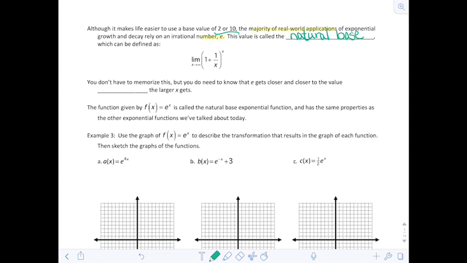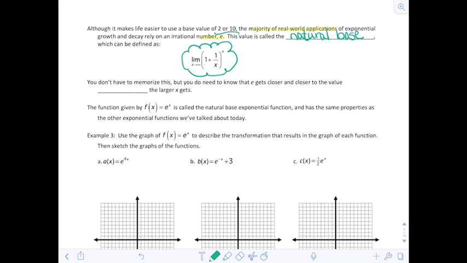So you don't need to memorize this next piece right here, but this is just interesting. This is where that value comes from. The number e is actually the limit as x approaches infinity of the function 1 plus 1 over x, all to the x power. As you might remember, e is not a variable. It has a value.